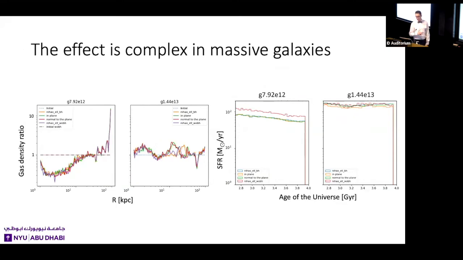For more massive galaxies, the phenomenon is even more complex, and the effect can be slightly weird. For this galaxy, the highest star formation rate is the same whether it's kicked or not kicked, exactly the same as when the black hole was stationary. So it's hard to predict in general.